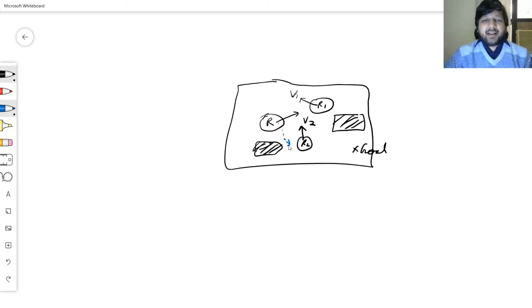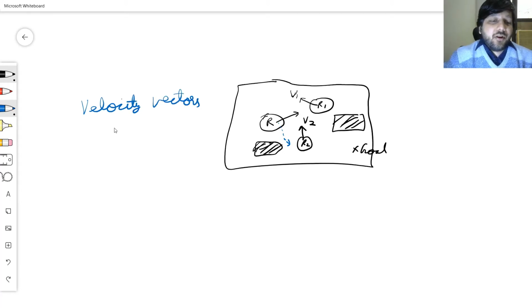So the first approach we will have is what does exactly this thing. It reactively plans based on the velocity vectors of all neighboring agents, robots, whatever you call them.